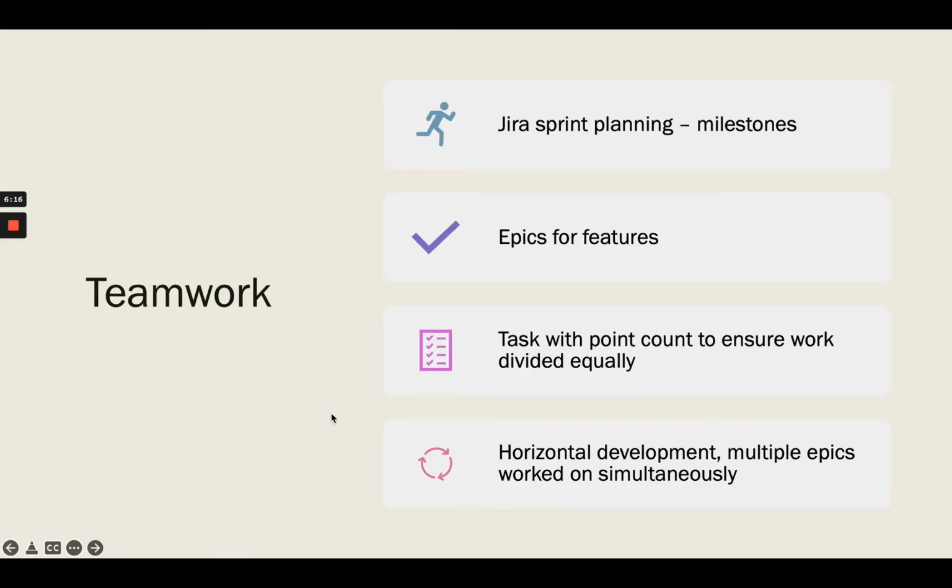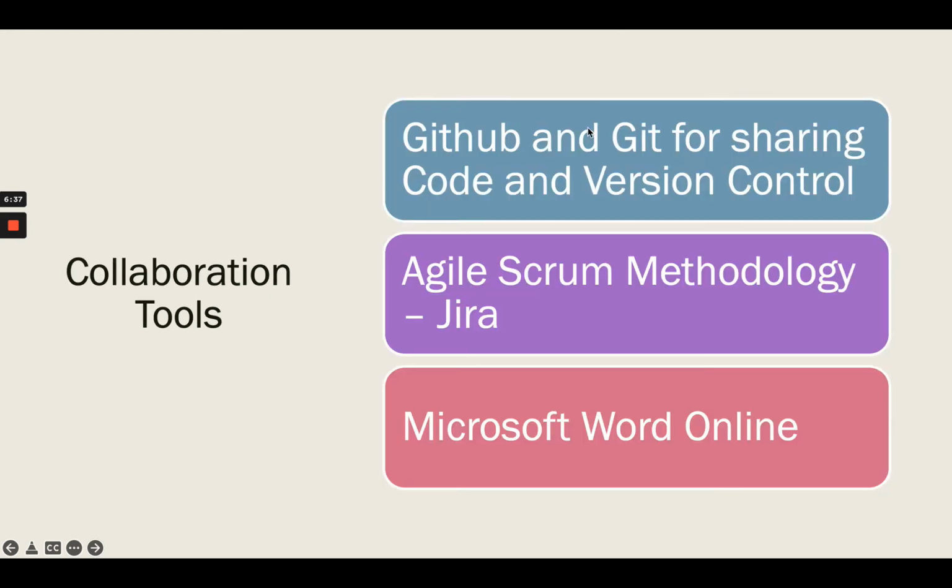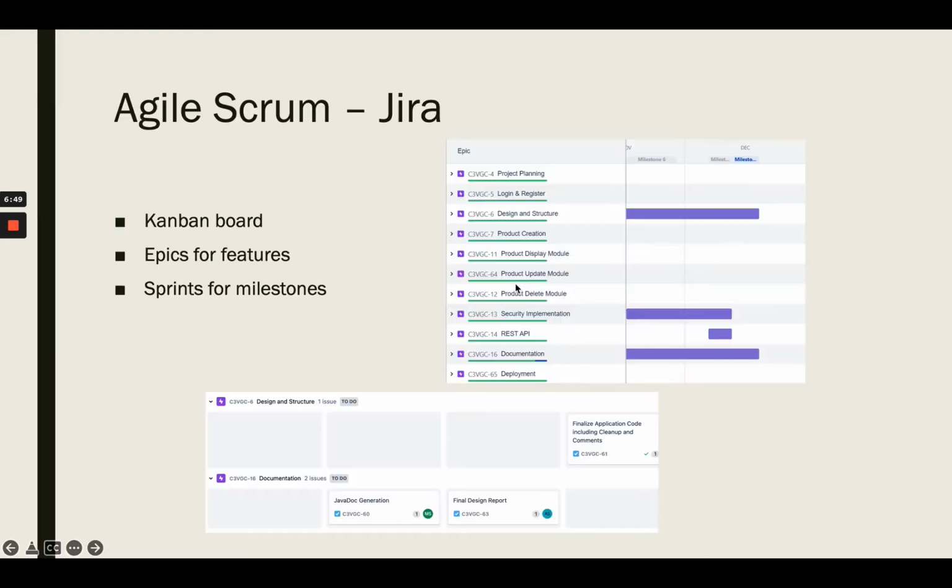How we integrated teamwork. So we used Jira sprint planning for our milestones and keeping track of the time frames, epics for the features, tasks with point counts to ensure that our work was divided equally, and horizontal development, meaning multiple epics could be worked on simultaneously. So we were always, me and Melanie, working on different things at the same time. Some collaboration tools, like I mentioned earlier, GitHub and Git for sharing code and version controlling through the different branches. We used Agile Scrum methodology in Jira and Microsoft Word Online for keeping track of our documentation.